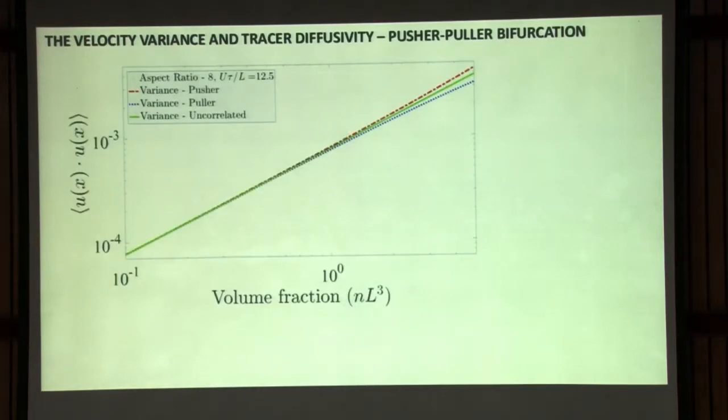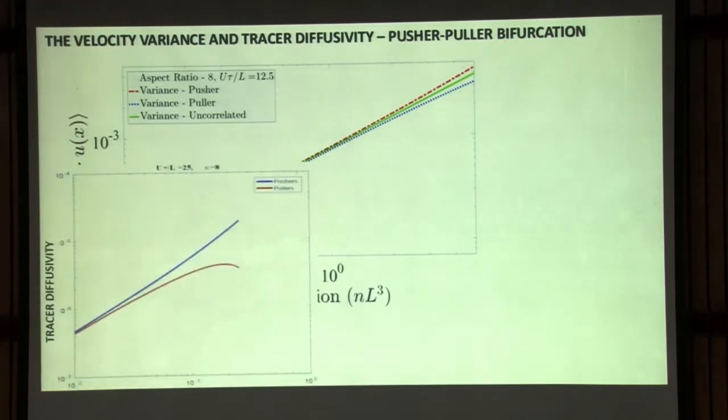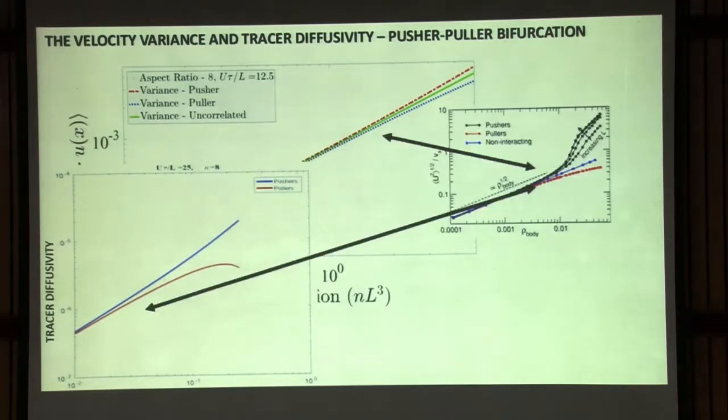And if you do this for pushers and pullers, then you do observe that the velocity variance is greater for pushers and lesser for pullers. So it's interactions that are responsible for this bifurcation. And the same holds for tracer diffusivities. And so this part here explains that bifurcation that I pointed out in the earlier simulations, the initial box-size-independent bifurcation.